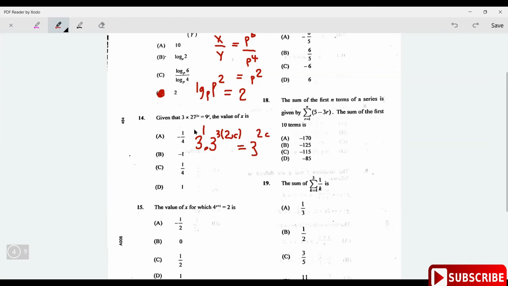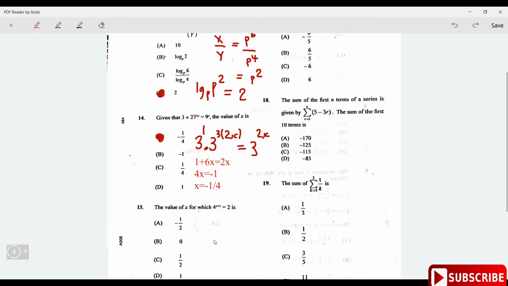And so now whenever the bases are the same, we can equate the powers. So equating the powers right here, we're going to have 1 plus 6x is equal to 2x. We bring over the 2x here, we get 4x equal -1, and so x equal -1/4. And so that's what you get, x equal -1/4. Nice.